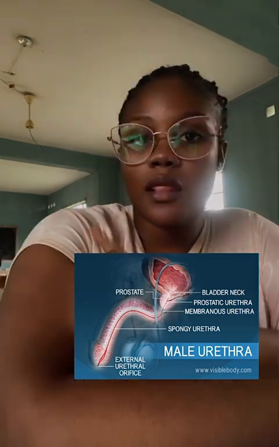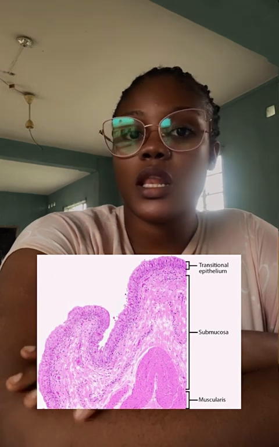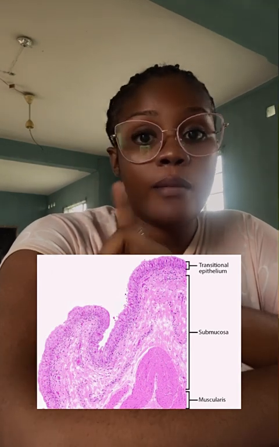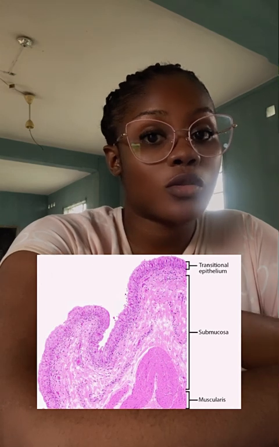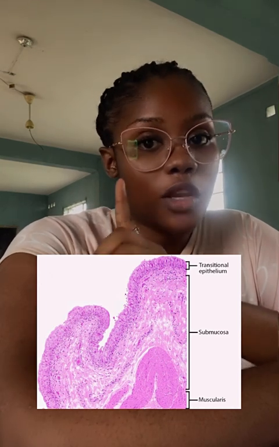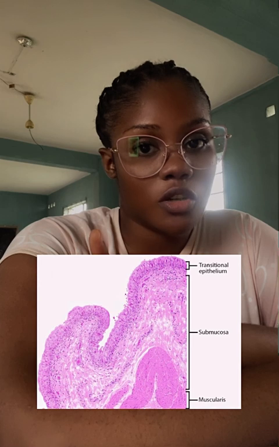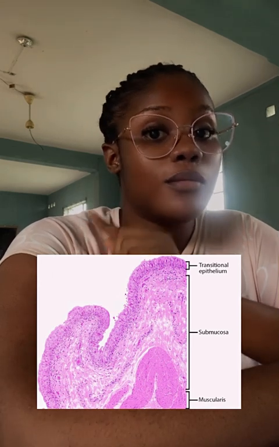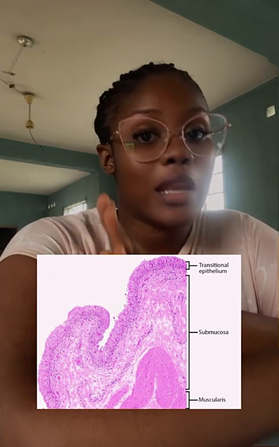Before we go to the microscopic structure, we talk about the length. In female, it's about 3 to 4 cm long. Then in the male, of course, because of their anatomy, it's about 18 cm long. Now for the microscopic structure of the urethra, it has three tissue layers. We have the muscular layer, we have the submucosa, and we have the mucosa. For the muscular layer, it continues from the bladder, and remember we said that the bladder has smooth muscle fibers called the detrusor. It plays a major role in micturition, so we are going to talk about that during micturition. This detrusor continues from the bladder into the urethra, so that is the muscle layer of the urethra.